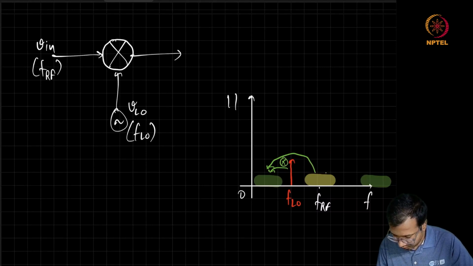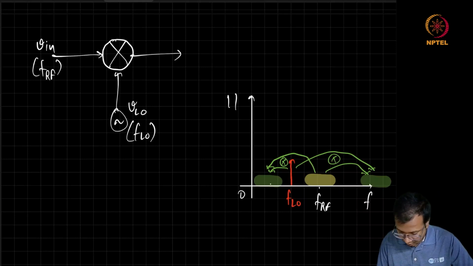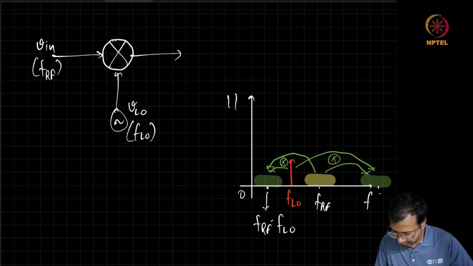Exactly. We're also going to get, and this center frequency here we can see is going to be FRF minus FLO, whereas this center frequency here is going to be FLO plus FRF.